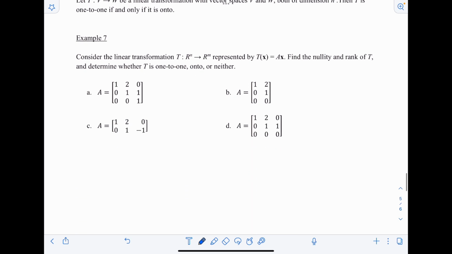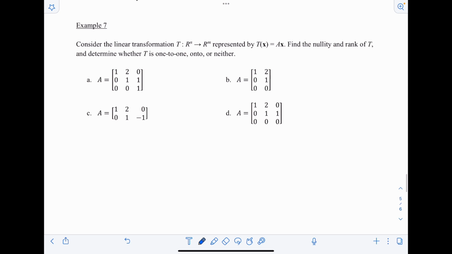All right, so let's wrap up with this final example. And I really like this example because it's going to tie together everything we've talked about in this lesson. We're really going to cover pretty much everything we've done in this one example, as far as the nullities and ranks and dimensions. We won't go back and do bases or anything like that, but it ties together nicely a lot of these concepts. It says, consider the linear transformation mapping Rn to Rm represented by T(x) = Ax. Find the nullity and rank of T and determine whether T is one-to-one, onto, or neither.